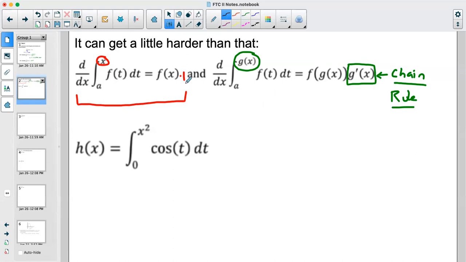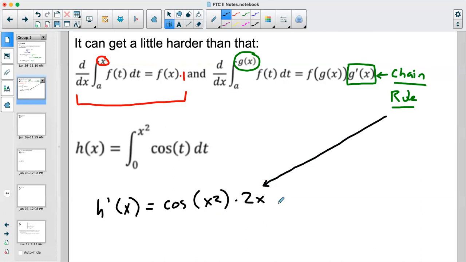So for example, here's a thing. This didn't say what to do, but let's say it says find the derivative of h. So I would say h prime of x equals the derivative of this function here. Well, I know the derivative of an integral is just a function, and I plug the x squared in where the t was. Then I've got to multiply by its derivative. That's it. This is the chain rule in all its glory.